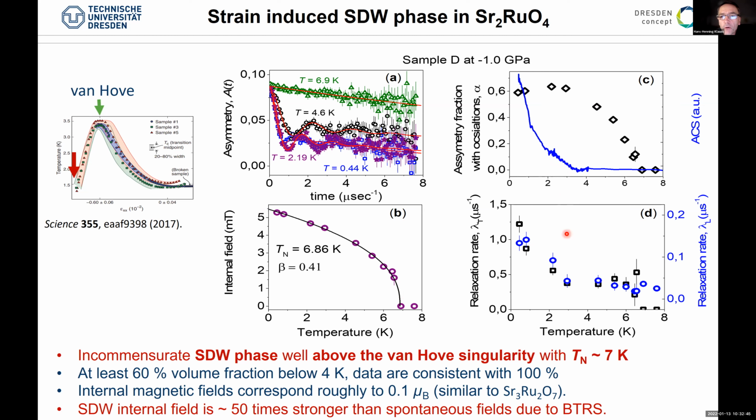And one can see even some sort of interplay between the superconductivity and the magnetism, because if I look at the lower graph and the relaxation rate, when superconductivity sets in at about 3 Kelvin, there is an additional increase in the muon relaxation. So this magnetic order really has nothing to do with the time reversal symmetry breaking, because the internal field here is a factor 50 times stronger than what is usually seen in the time reversal symmetry breaking state.